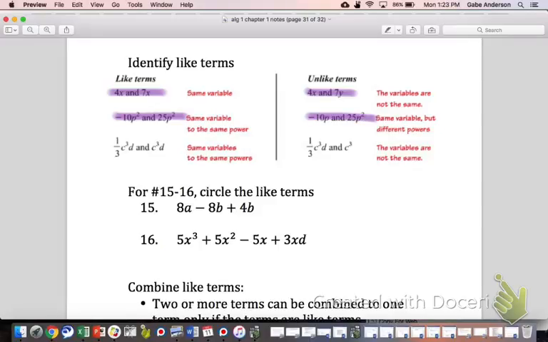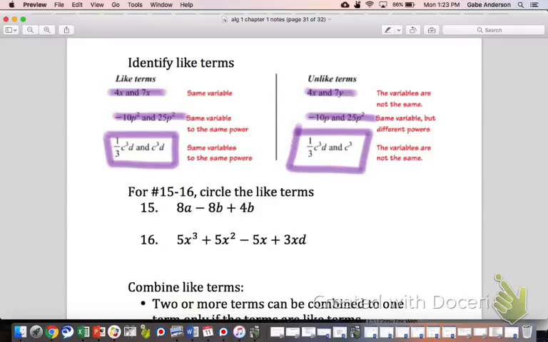They both have the same variable, the letter p, but one of them is p to the first, the other one is p squared, making them not like terms because although they do have the same variable, they have different exponents. On the left, even more complicated, 1/3 c cubed d and c cubed d. Well, the 1/3 is a little bit weird, right? They've got the fraction in there, but that doesn't really matter. The only thing that matters as far as whether they are like terms or not is do they have the same variables and do they have the exact same exponents on those variables? And the answer is yes. Over here, you see that the answer to that question is no.